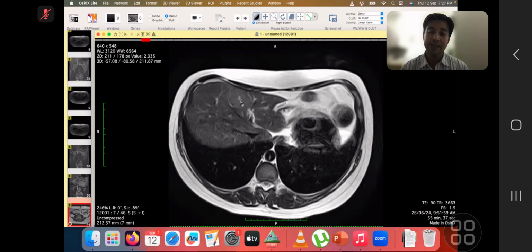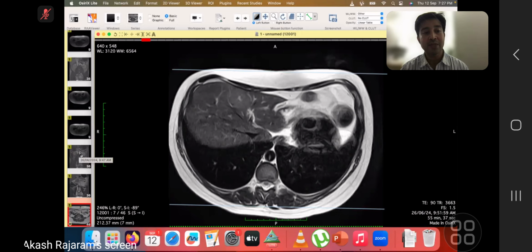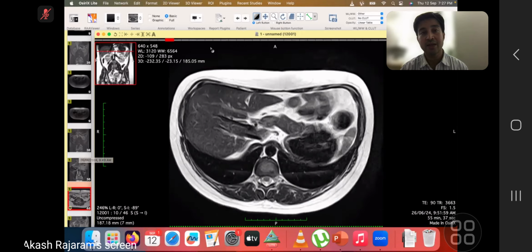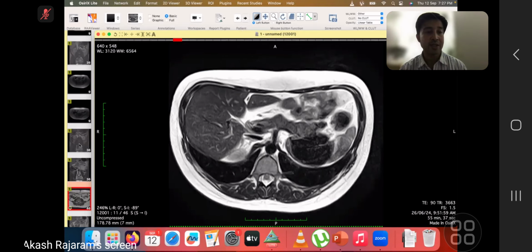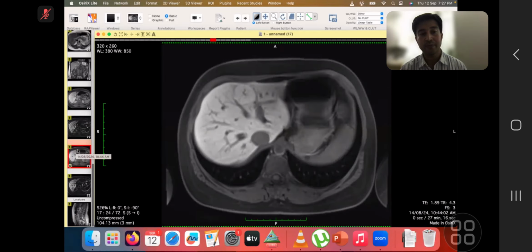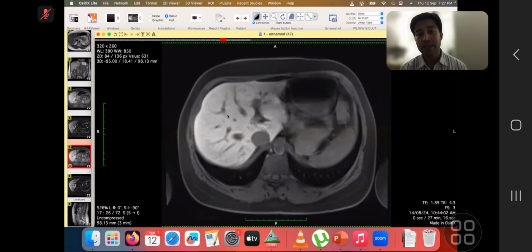So what I was expecting in this case is that they would ask you what you do next. You have to mention that you will do a hepatobiliary specific contrast, something like Eovist or Primovist, gadoxetic acid. These are hepatobiliary specific contrast agents. So you need to say that we did a regular contrast and it was not confirmatory, so we went ahead and did a hepatobiliary specific contrast agent.